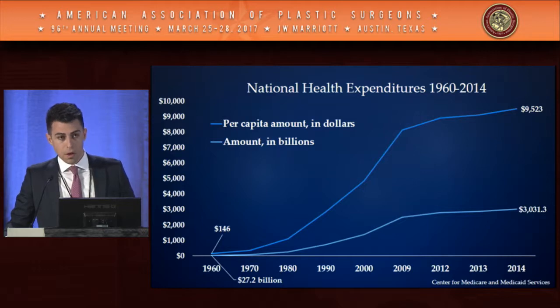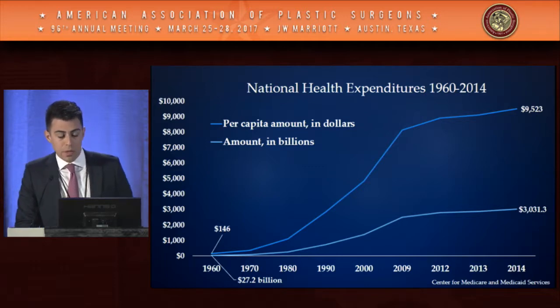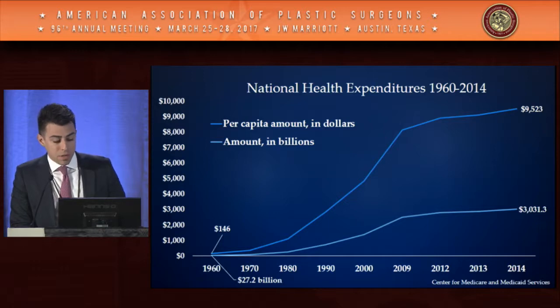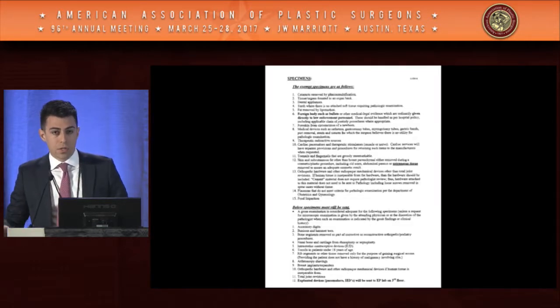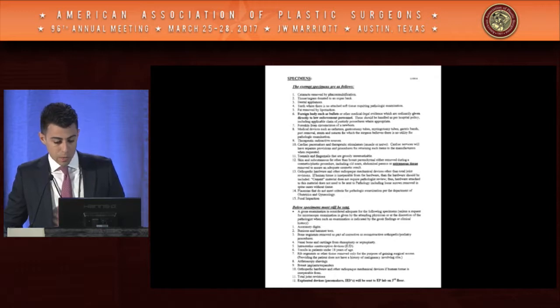And one area that we thought was fruitful for this is the utilization of pathology by plastic surgeons. Unfortunately, the decision of what specimens to send does not always lie with the plastic surgeons. Sometimes surgeons are faced with something like this, which is a set of guidelines from the institution. This comes from a community hospital, and I bring your attention to the lower half of this document that says that the below specimens must still be sent.